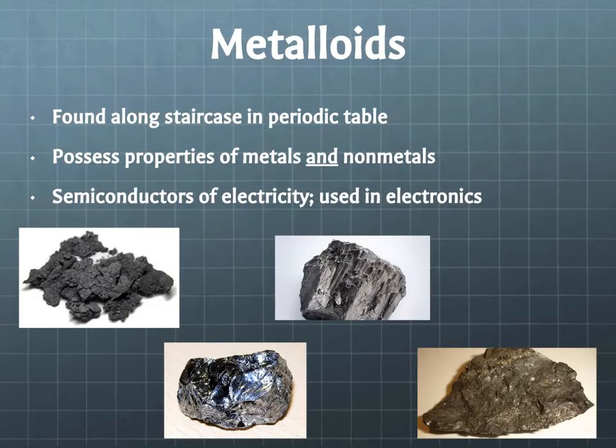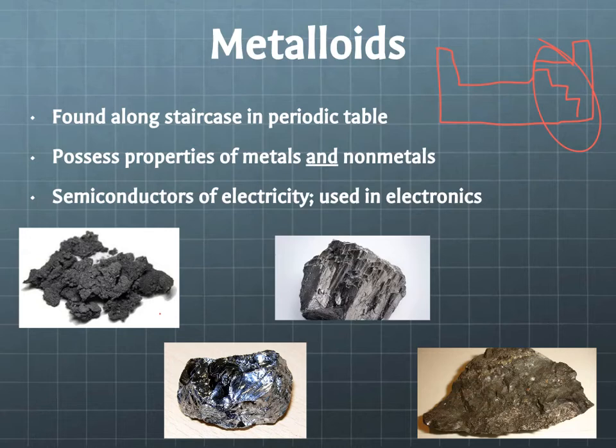Metalloids are kind of in the middle. They're found along that staircase of the periodic table. So if we have our periodic table, the metalloids are found in that area where we have that weird staircase. As such, they are found right between the metals and the nonmetals, and they have properties of both. They all are pretty much conductors of electricity, and as with anything else, as you move down the group, they become more and more metallic.